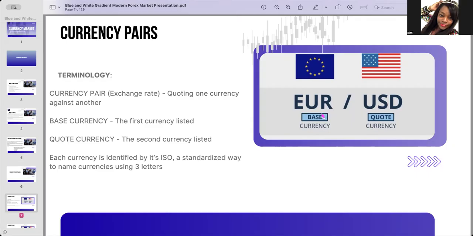The base is always the first currency, the quote is always the second currency. And if you're looking at it this way, let's just say we know that the value of the dollar is dropping. So that means EUR/USD should be buying, because the dollar is the quote that's selling, which means the euro would be going up. So if I were trading EUR/USD, I would be looking for buys on EUR/USD.